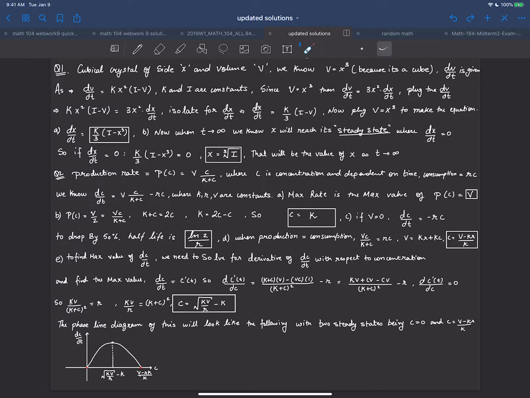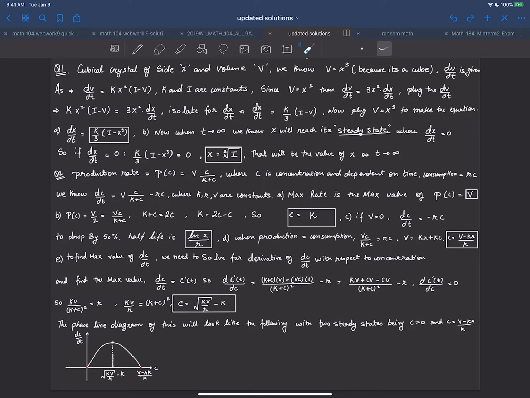Let's talk about problem 2 now. So in this case, they're talking about a certain chemical. A certain chemical has a production rate that depends upon the concentration of that thing itself. And it's very prominent in chemistry, where you have production of a chemical depending upon its concentration inside the whole reaction pool, just like you studied in chemical kinetics.